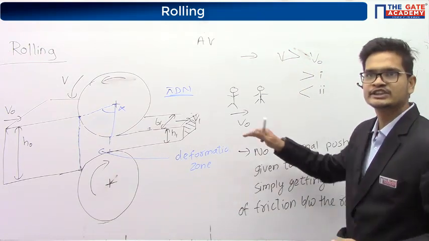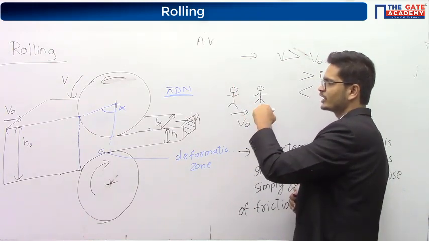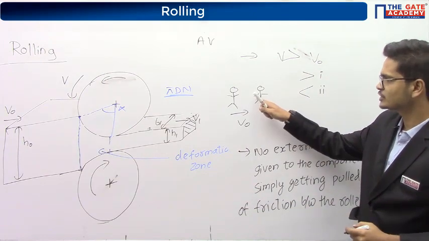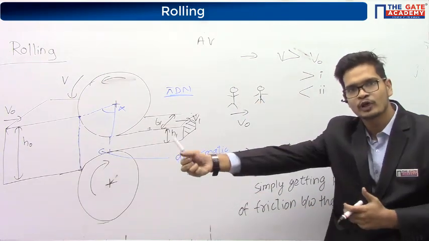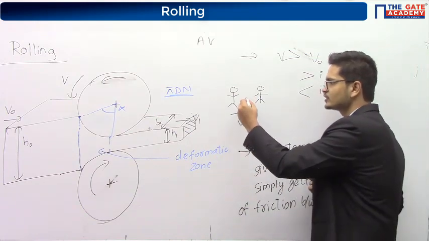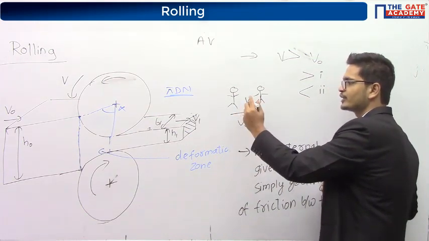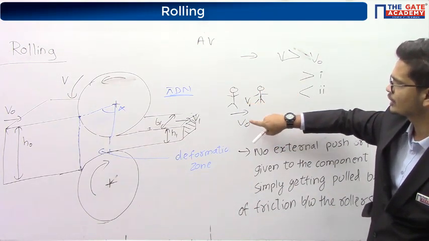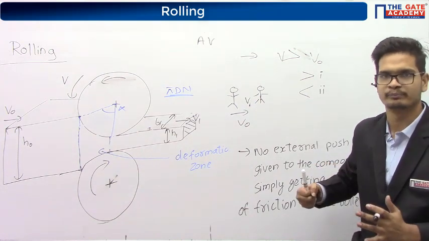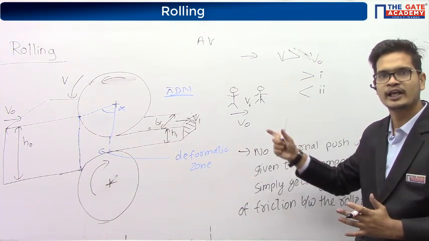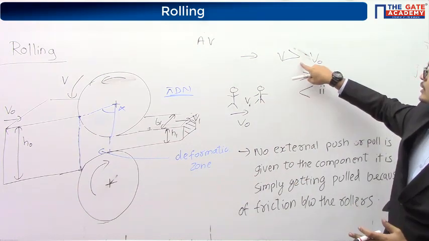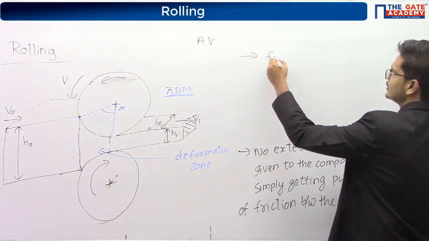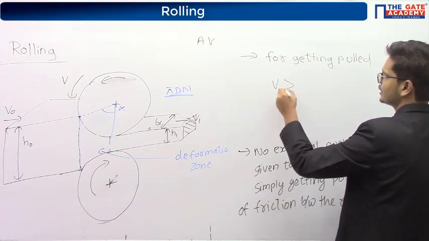Let's say this person is running towards this person with velocity v naught, and this person wants to pull him. So he will have to pull him with a velocity greater than v naught, right? Then only he will be able to pull. If he is not pulling with a velocity greater than v naught, he will not be able to pull him. He will have to pull with higher velocity. So for getting pulled, v has to be greater than v naught.